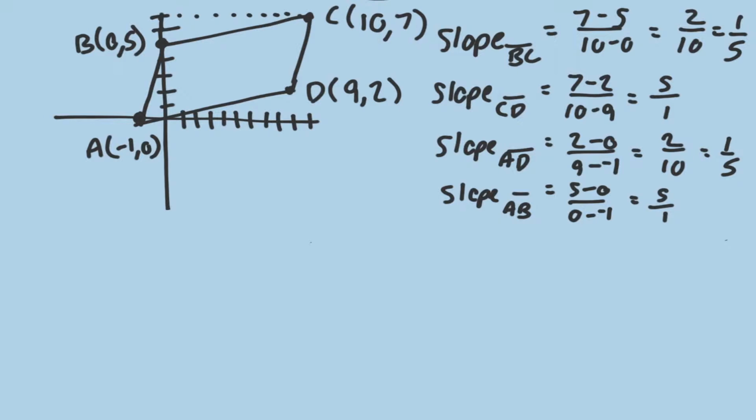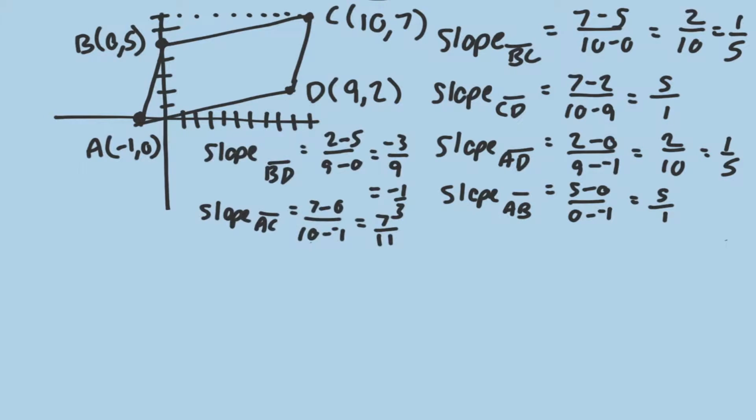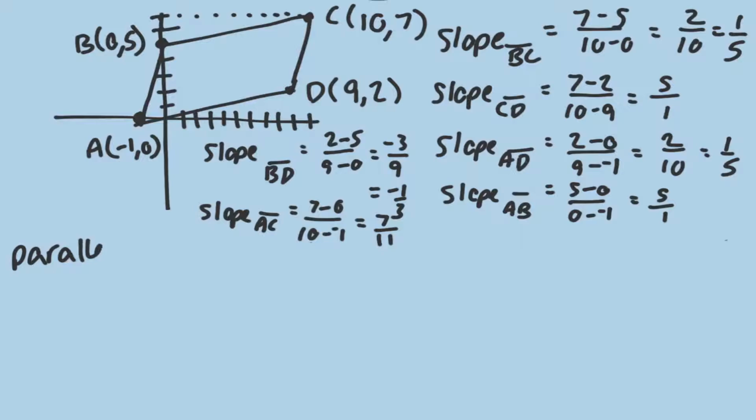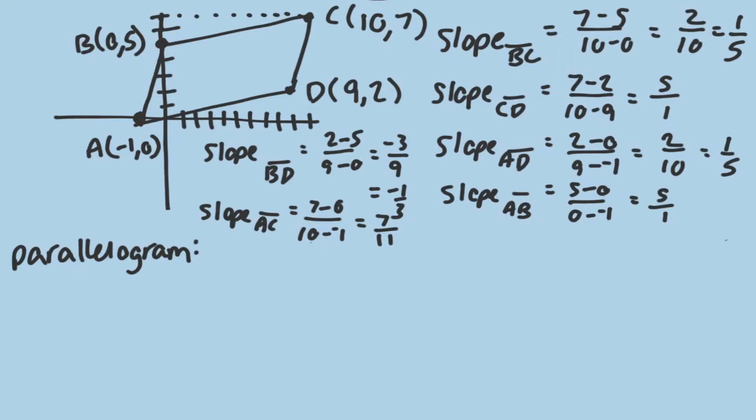And then also remember to find the slopes of the diagonals. So this is all the math that we're going to have to do. Now we just have to go through and prove which type of quadrilateral it is. So first, is it a parallelogram? A quadrilateral is a parallelogram if both pairs of opposite sides are parallel. And we can tell that if the opposite sides have the same slope. So BC and AD, they both have 1/5. CD and AB, they both have 5/1, which means the opposite sides are parallel.